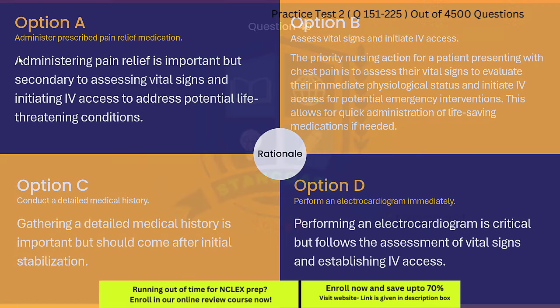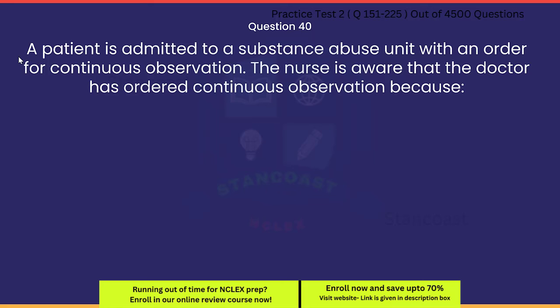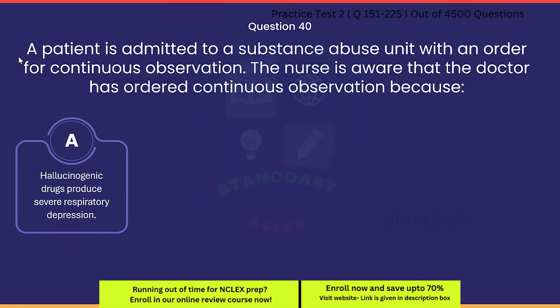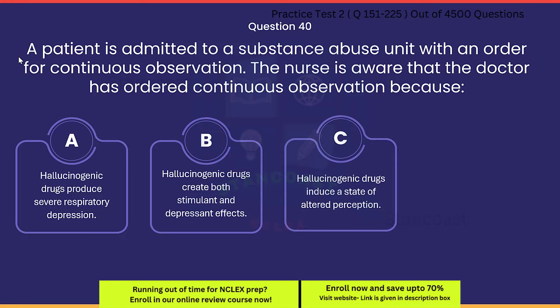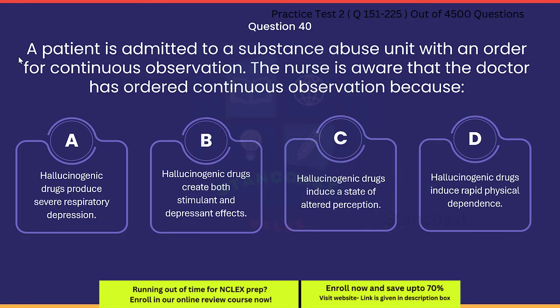A patient is admitted to a substance abuse unit with an order for continuous observation. The nurse is aware that the doctor has ordered continuous observation because A. Hallucinogenic drugs produce severe respiratory depression. B. Hallucinogenic drugs create both stimulant and depressant effects. C. Hallucinogenic drugs induce a state of altered perception. D. Hallucinogenic drugs induce rapid physical dependence. Think about the effects of hallucinogenic drugs. The correct answer is C. Hallucinogenic drugs induce a state of altered perception.